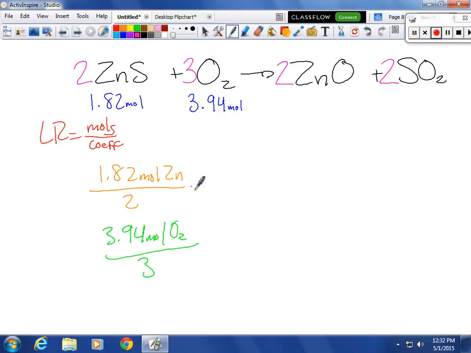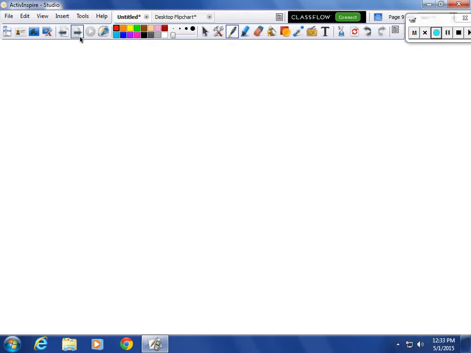So what was my number for zinc? Give me one more sig fig. 0.910. And then what about O2? 1.31. Alright, so this is just identified. So who's my LR? Zinc sulfide. So this is my LR. Oxygen is my ER. So it means I'm going to have some of that oxygen left over. Alright, everybody okay with that? Well, then let's move on to the second part, which is how many moles of excess remain.